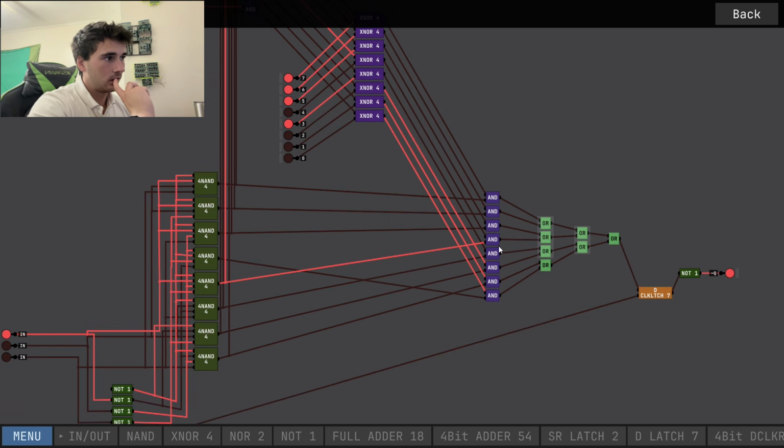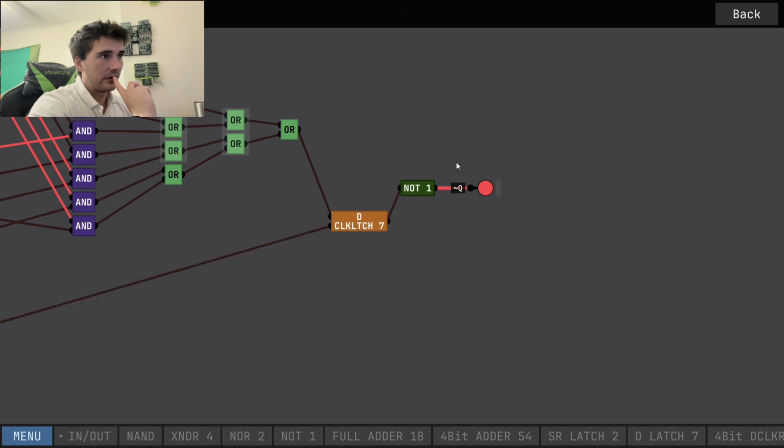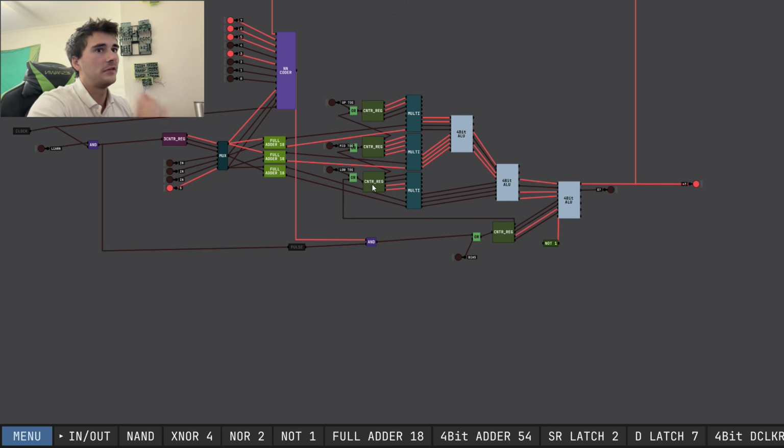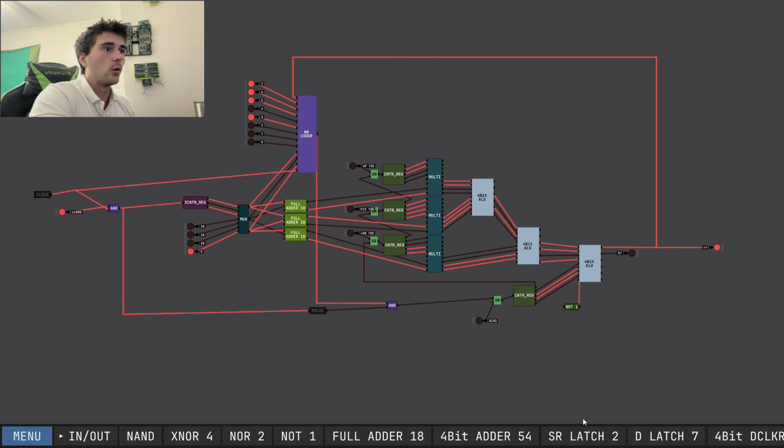So the output is high. And we have a NOT gate too because we have to invert it. So the output is high in order to update everything. So I'm going to put the little learn circuit on. We can see how it kind of works.